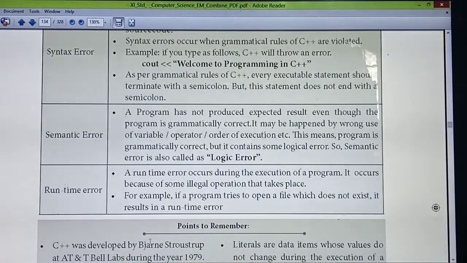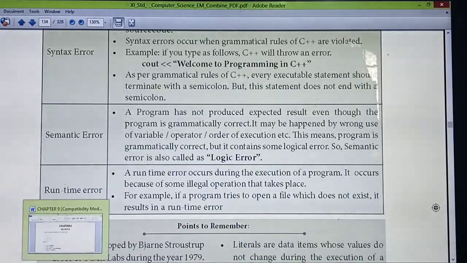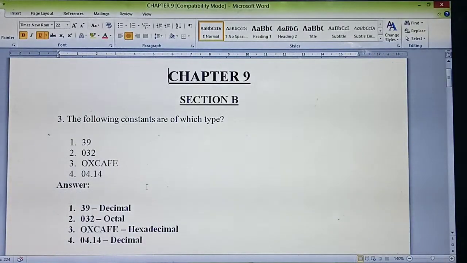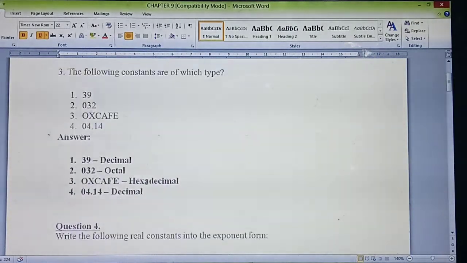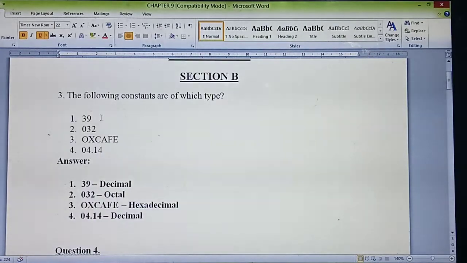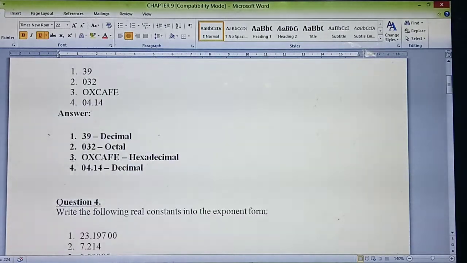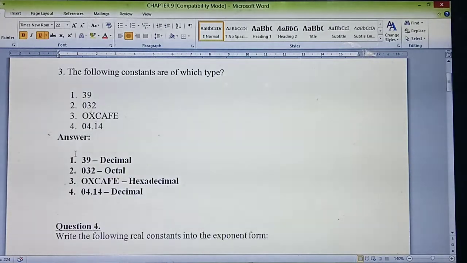Then some questions you need to write in a notebook or on paper. Those questions you write, okay. So this is the third 2-mark question. The answer is this one. This is the third question. No need to write the question. Put the question number, section B, question number 3, and write the answer. This is the answer, okay.